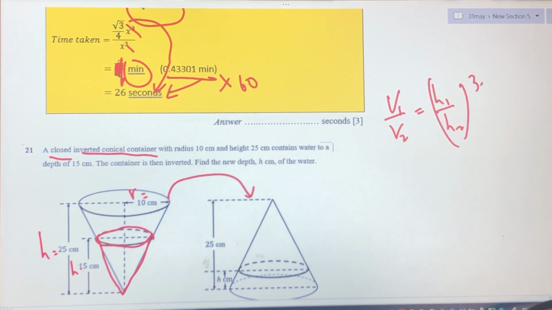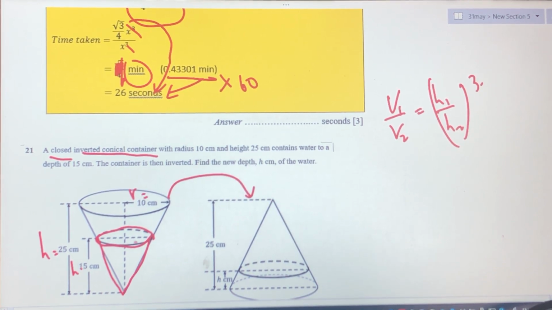But this one cannot. You cannot say this volume of water is similar to this volume of water. It must be a cone shape, similar to a cone shape. Please be very clear about this. So let's start.